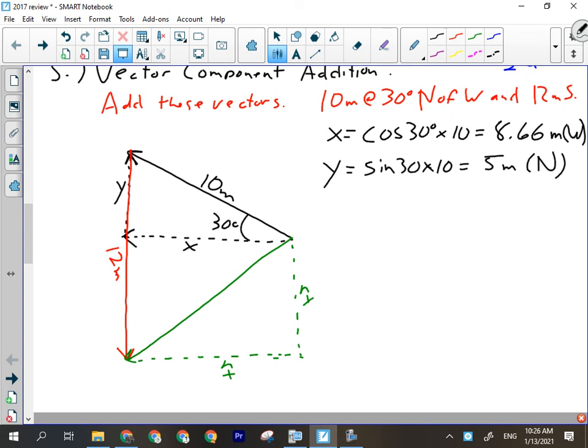All right, finding the x and y components of the red vector is really easy because it's not angled. It's just due south. So the x component is 0 because it doesn't go east or west, and the y component is 12 meters south. Okay, everyone with me so far? What's my next step?